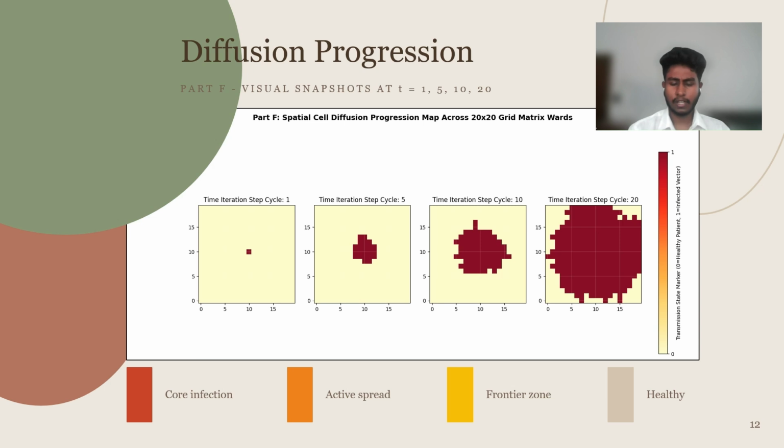In here you can see colors: yellow, orange, and red. I can explain that as well. We use the YlOrRd color system, which stands for yellow, orange, and red. A cell with value 0 means healthy, shown in yellow. A cell with value 1 means infected, shown in red. As time goes on, you can visually see the red spreading outward from the center like a wave.